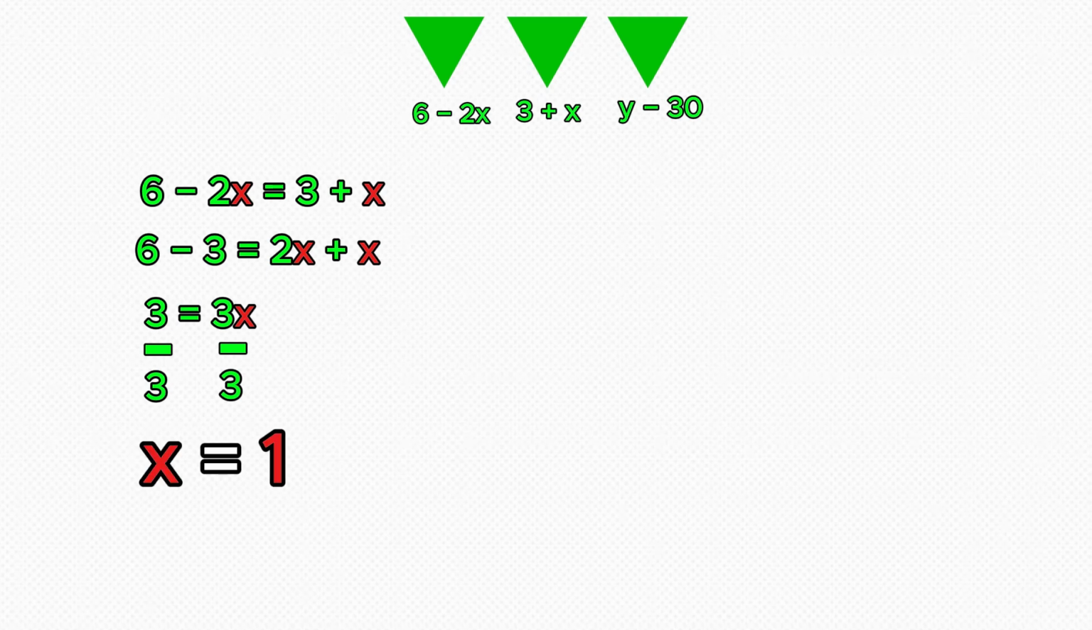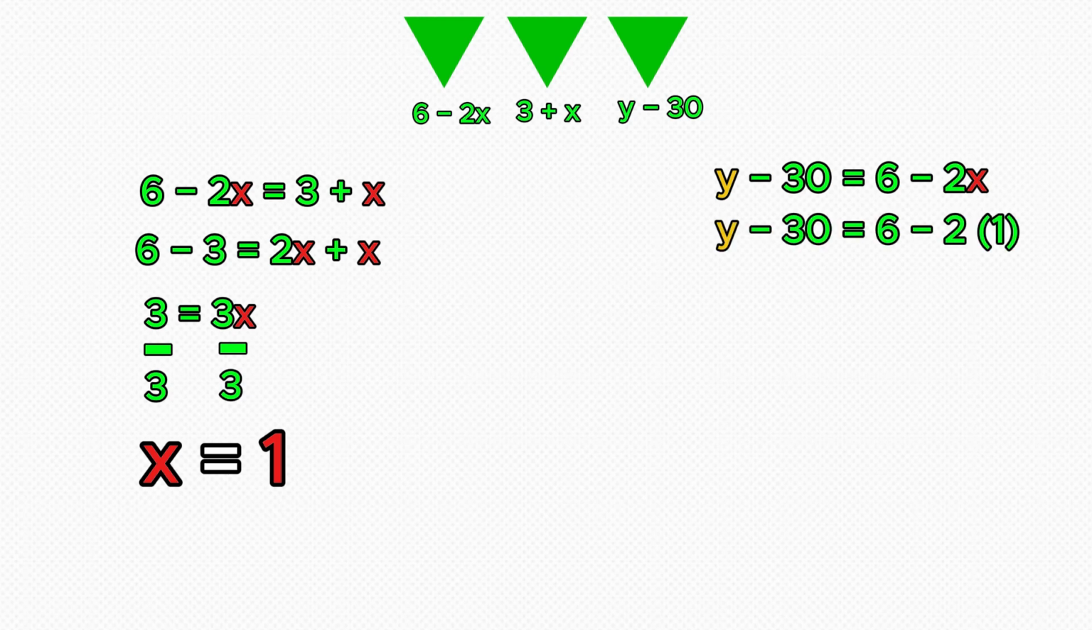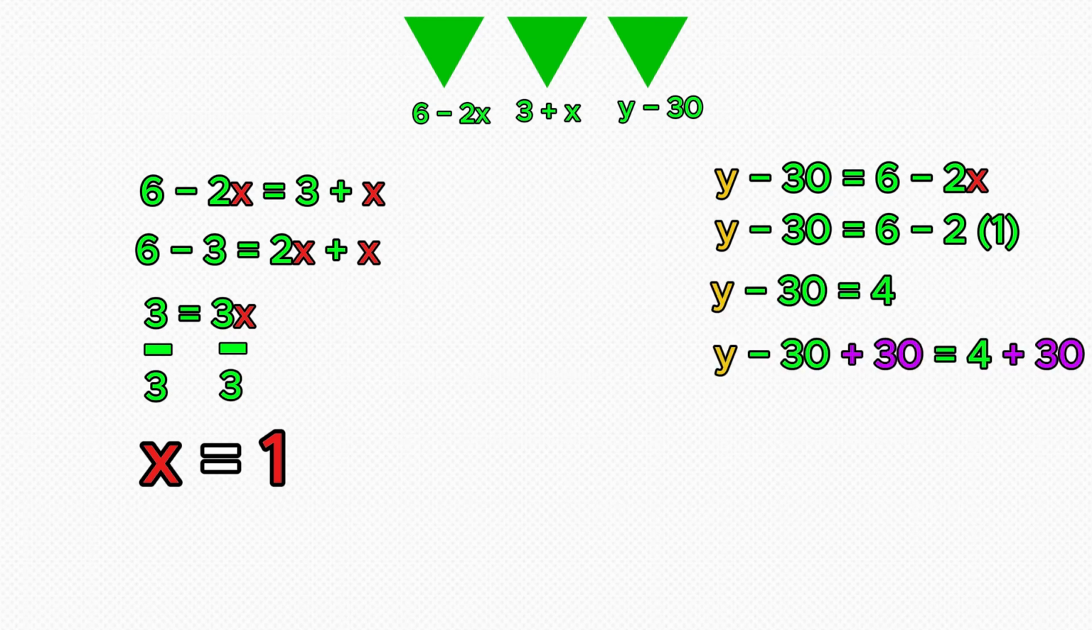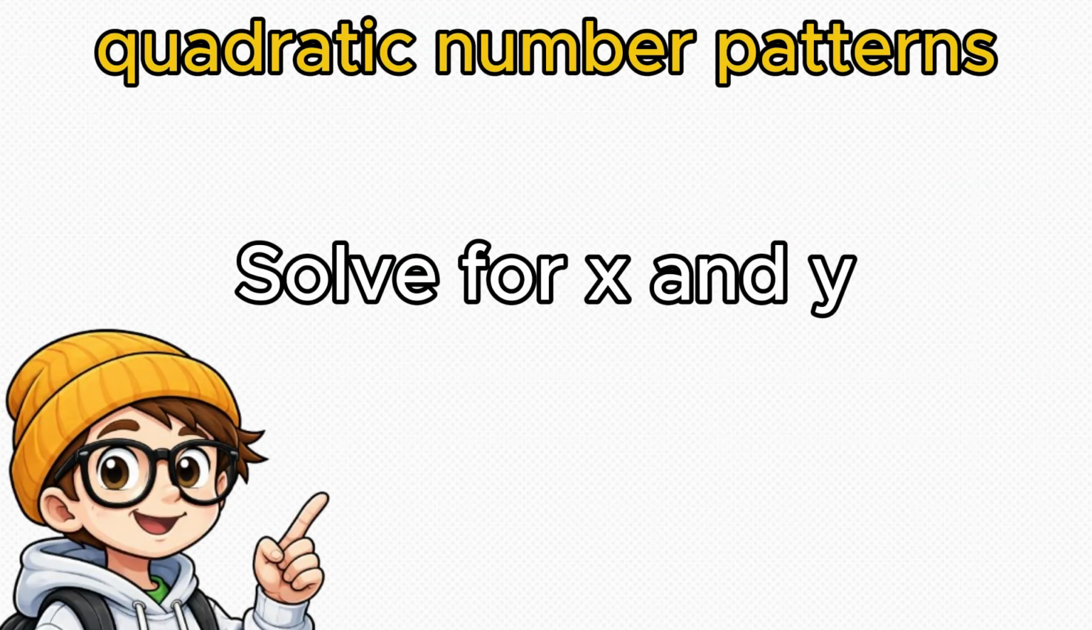Now that we know x is 1, we can find y using the second difference. We take the equation y minus 30 equals 6 minus 2x. We replace the x with a 1, giving us y minus 30 equals 6 minus 2 times 1. Multiplying 2 by 1 gives 2, so the right side becomes 4. Adding 30 to both sides, we get y equals 34. So the value of y is 34, and that's how we find the values of x and y in a quadratic number pattern.